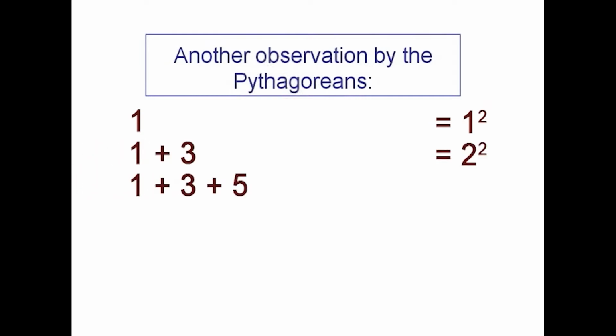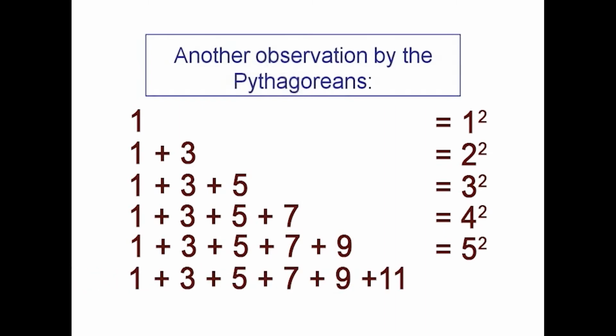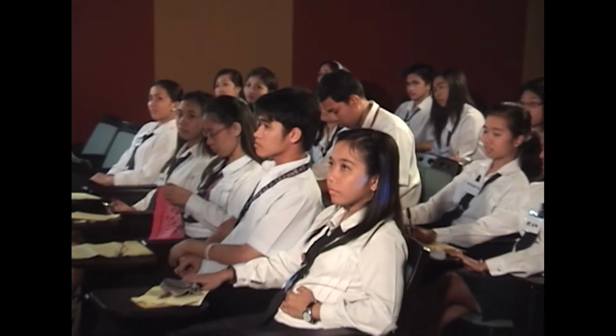The third square, 3 squared, is 1 plus 3 plus 5. The fourth square is equal to 1 plus 3 plus 5 plus 7. That's 4 squared. Right? 5 squared is 1 plus 3 plus 5 plus 7 plus 9. 6 squared is 1 plus 3 plus 5 plus 7 plus 9 plus 11. Do you see a pattern here? Yes. And now who shall I call?